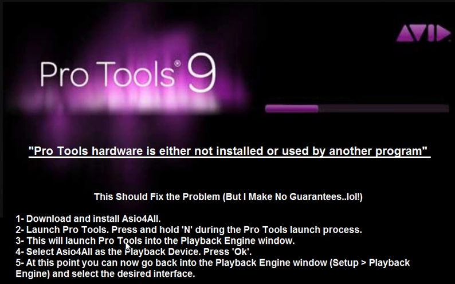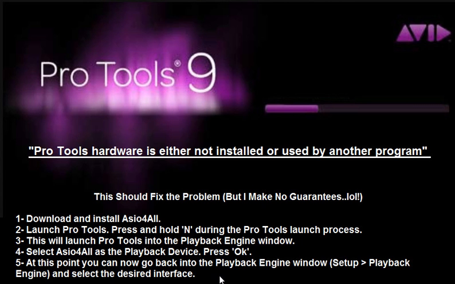Okay, so after you have that driver installed, go ahead and launch Pro Tools. And then during the launch process, when you see that splash screen, go ahead and hold down the letter N. Okay, and by holding down the letter N, you're gonna see a window that pops up. This will launch Pro Tools into the playback engine window. Okay, and then you just go ahead and select that driver, the ASIO driver, as the playback device.